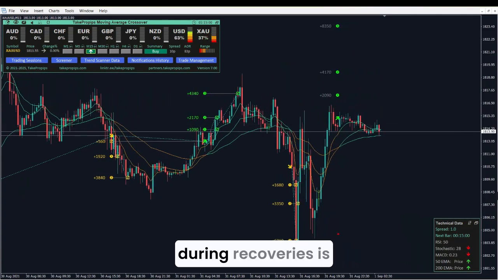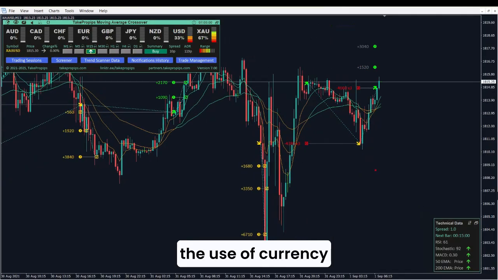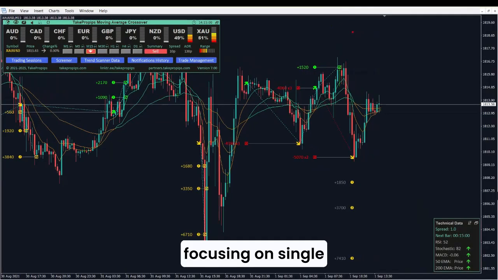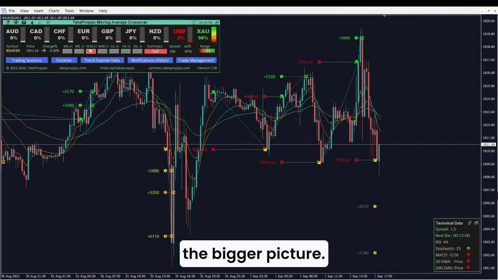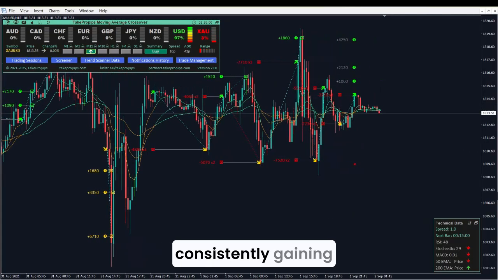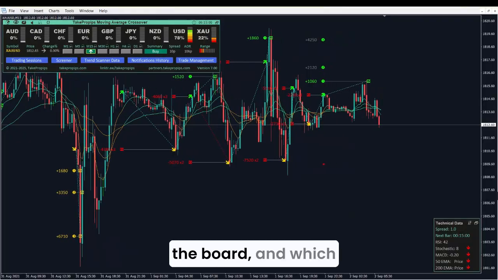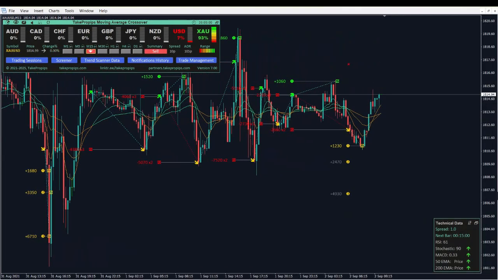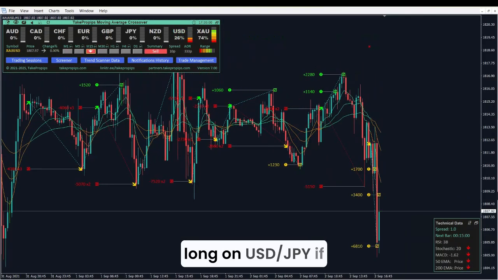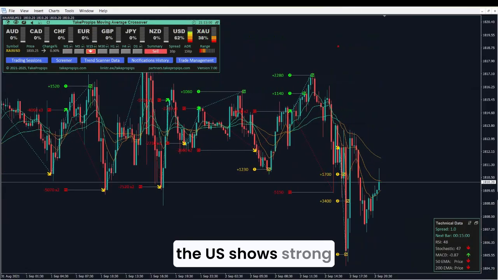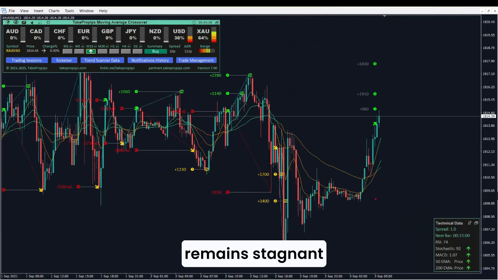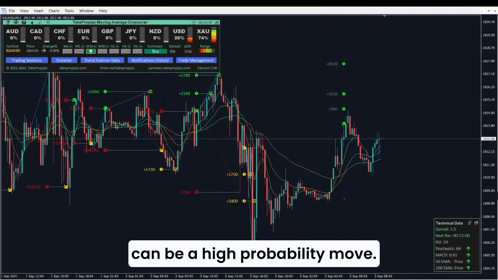Another powerful tool during recoveries is the use of currency strength analysis. Rather than just focusing on single currency pairs, look at the bigger picture. Ask yourself, which currencies are consistently gaining strength across the board and which ones are lagging? Pairing a strong currency with a weak one, like going long on USD/JPY if the US shows strong job numbers while Japan's economy remains stagnant, can be a high probability move.